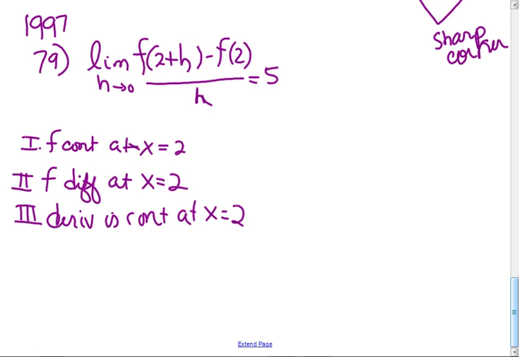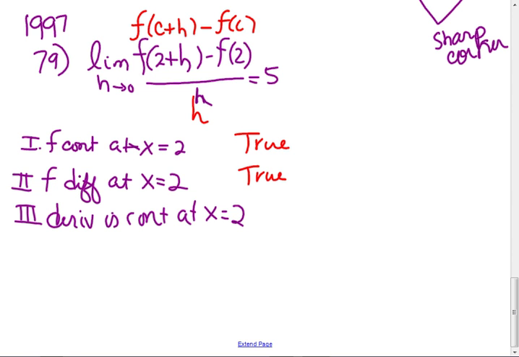Well, it said the limit's equal to 5, right? So if this limit exists, is this continuous? Yes. So we know 1 is true. Is it differentiable? Do you recognize that? That's the derivative. See, that's what I'm telling you, that you have to know what a derivative is. This is f of c plus h minus f of c all over h. It's that form. And they're saying that this limit exists. It's 5, so guess what? It's differentiable.